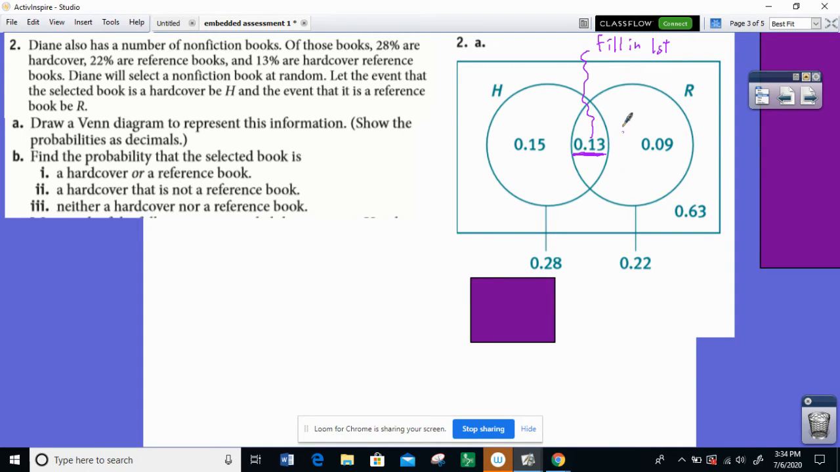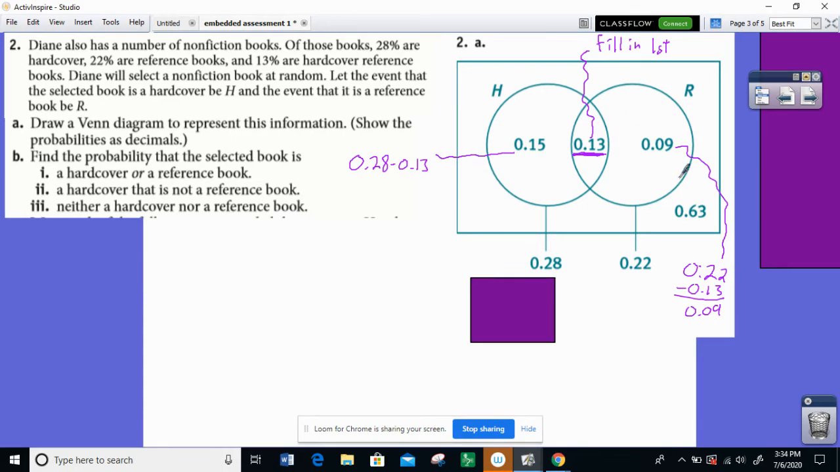28% is supposed to be the total for the hardcover books, right? So if it was 0.13 here and 0.28 here, the total for this circle H wouldn't be 0.28, it would be 0.41. We want this total for the circle H representing the hardcover books to be 28%, 0.28. So how did we get this 0.15? That was the 28% for the whole circle minus the 0.13 we already used in the middle. Similarly, this 0.09 is because we did 0.22 minus 0.13. That's how we get 0.09.